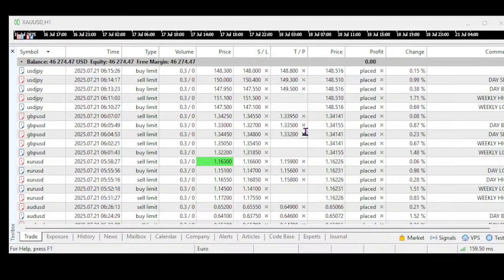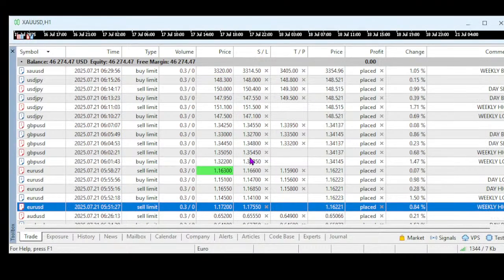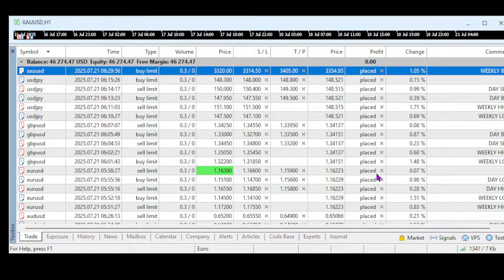Okay, stop 3314 half. And the TP, we'll put it as 3405 conservative. Okay, this is a weekly buy. Okay. So this is a weekly buy.